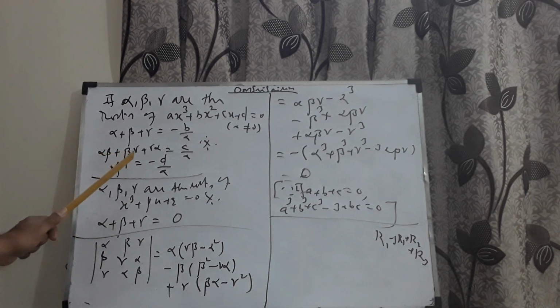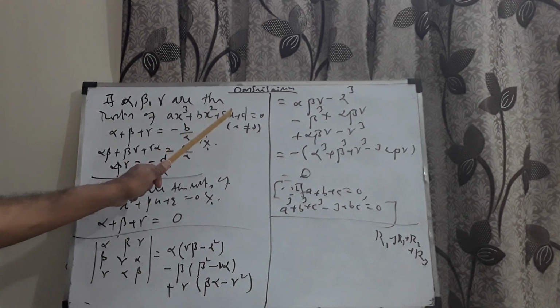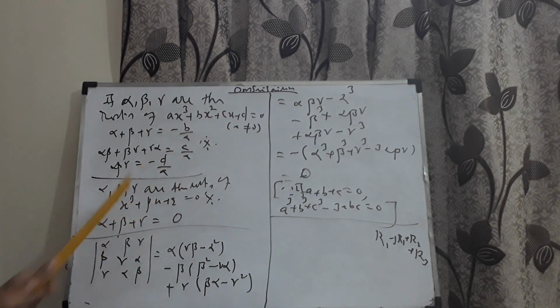Sum of product of roots taken 2 at a time, alpha beta plus beta gamma plus gamma alpha, is coefficient of x by coefficient of x cube, c by a. The product of the roots alpha, beta, gamma is minus constant term by coefficient of x cube, minus d by a. Now alpha, beta, gamma are the roots of x cube plus bx plus q is equal to 0. That's the condition given to you in the question.